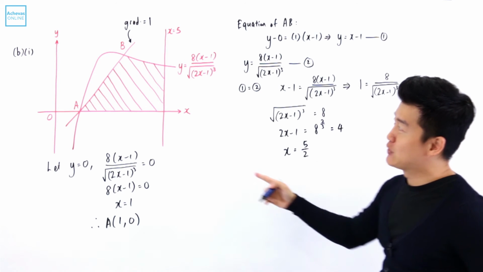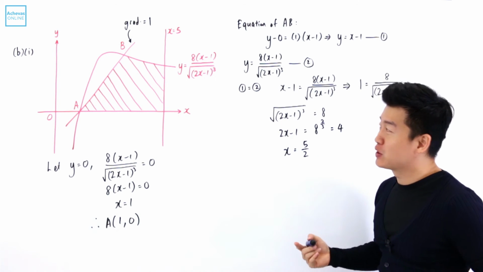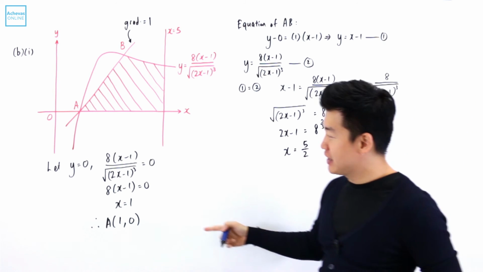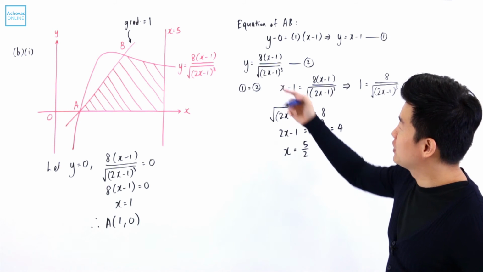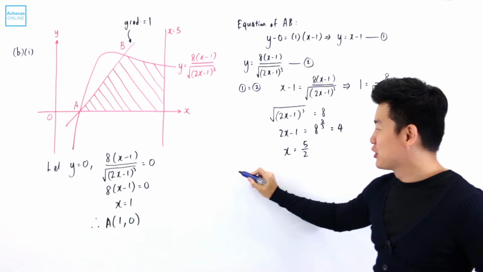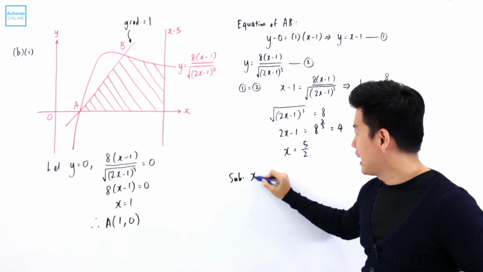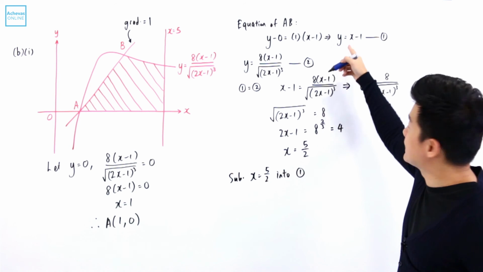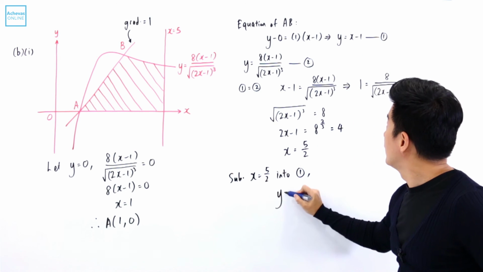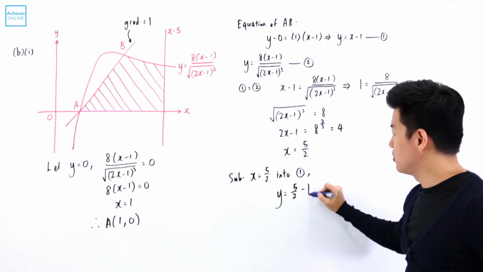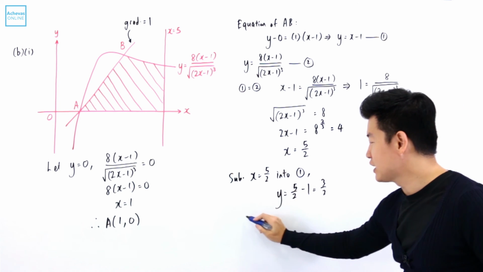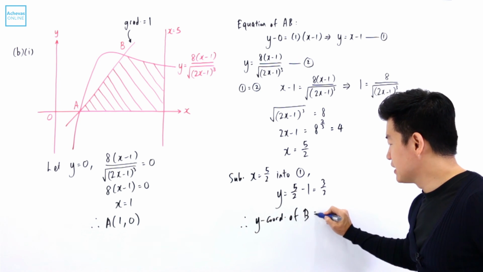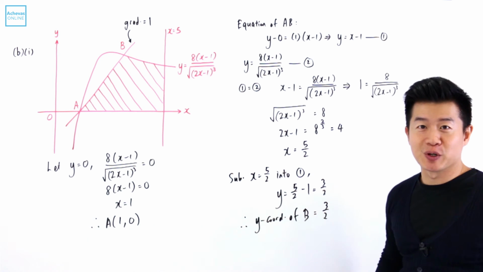And what is this? This is representing the x-coordinate of B. So to find the y-coordinate of B, I just need to resubstitute this back into, let's say, equation number 1 or equation number 2. Of course, I'm going to go for equation number 1, since it's a simpler equation. So I substitute x is equal to 5 over 2 back into equation number 1. So y is going to be equal to 5 over 2 minus 1, which is 3 over 2. That is why the y-coordinate of B is equal to 3 over 2, and this is what the question wants us to show.